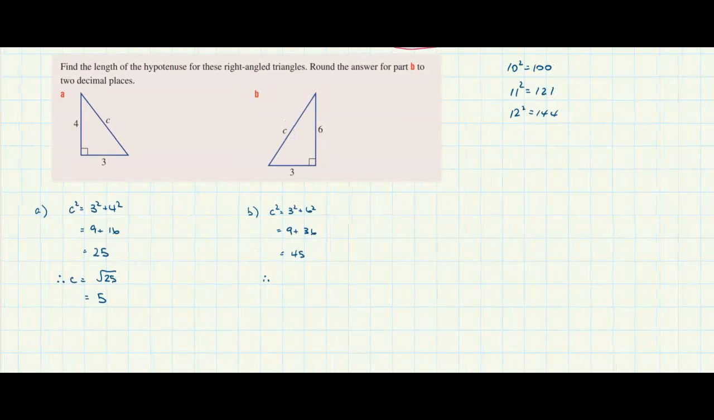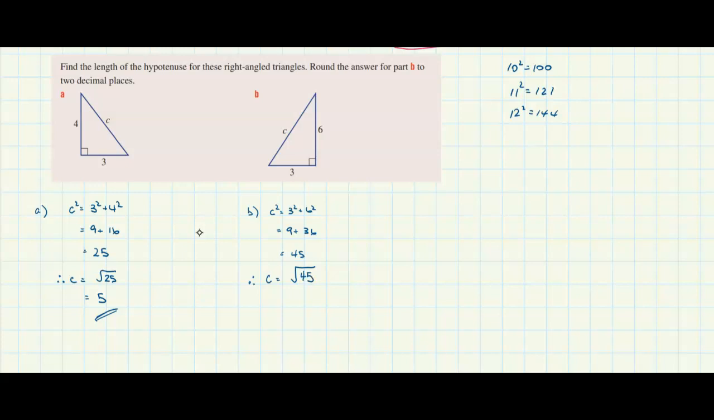For part A, I found that C squared was 25, so C was equal to 5. That's good, that's just a whole number, 5. Done. But over here in B, I get 3 squared plus 6 squared, which gives me 9 plus 36, which is 45. These are different, aren't they? So therefore, C is equal to the square root of 45.